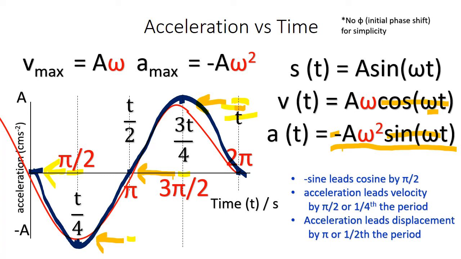And note, for all of these graphs, I have no additional phi term. There's no initial phase shift, and that's just for simplicity. As you get into more advanced analysis, my displacement graph will look like a sine of omega t plus phi, and that phi would just denote an initial phase shift. For simplicity, I don't include that.